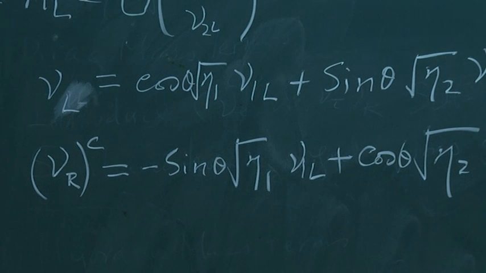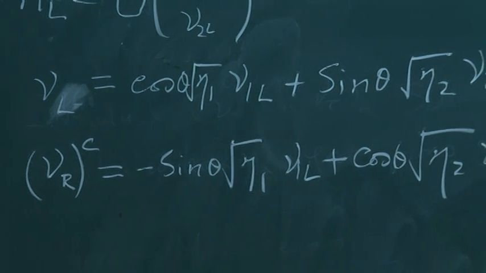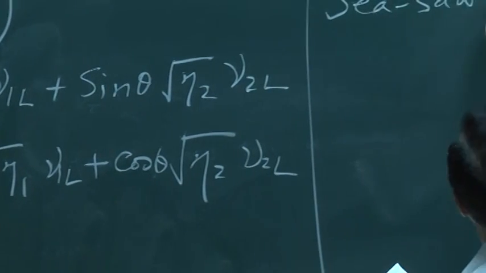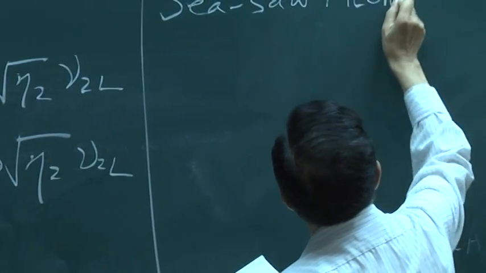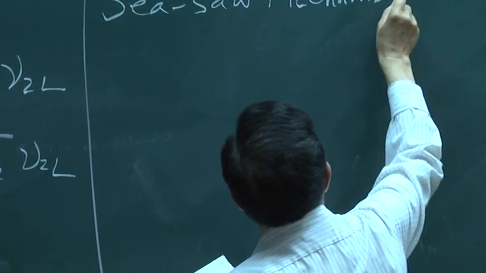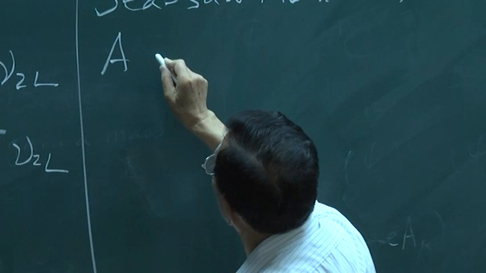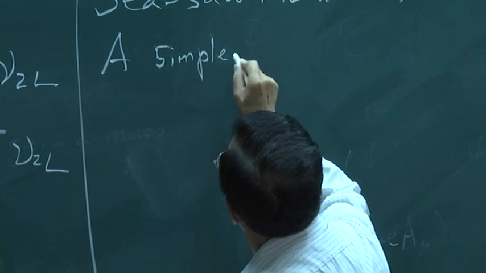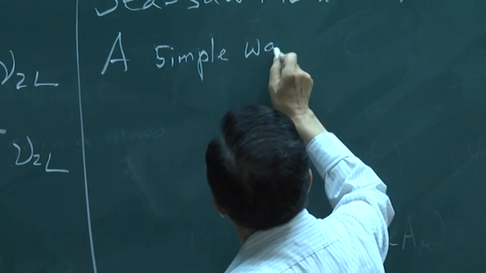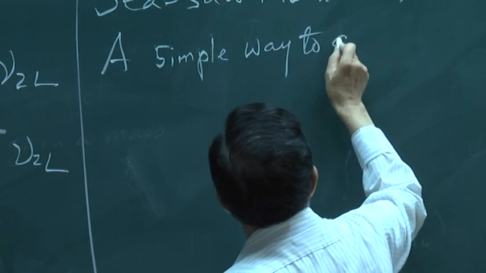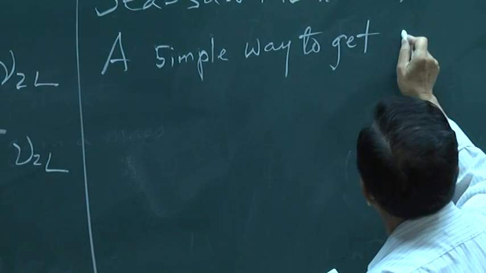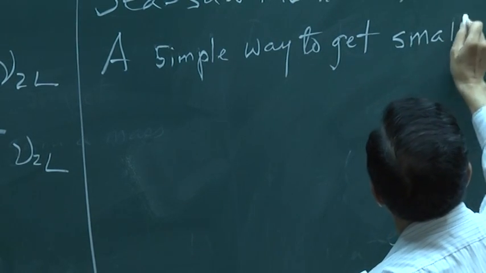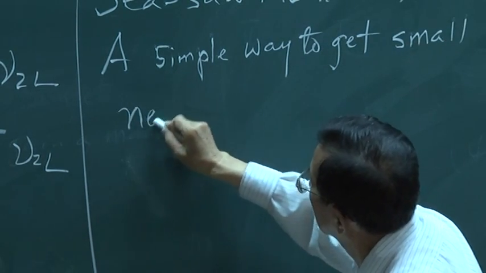Okay. Now, we'd like to talk about the seesaw mechanism. This is a simple way to get a small neutrino mass.